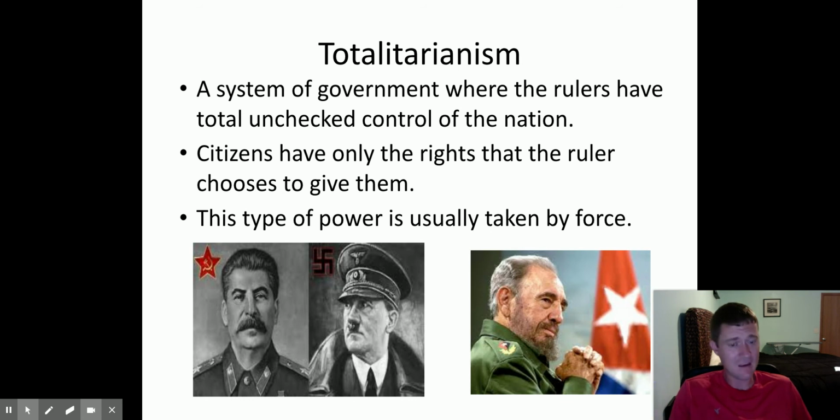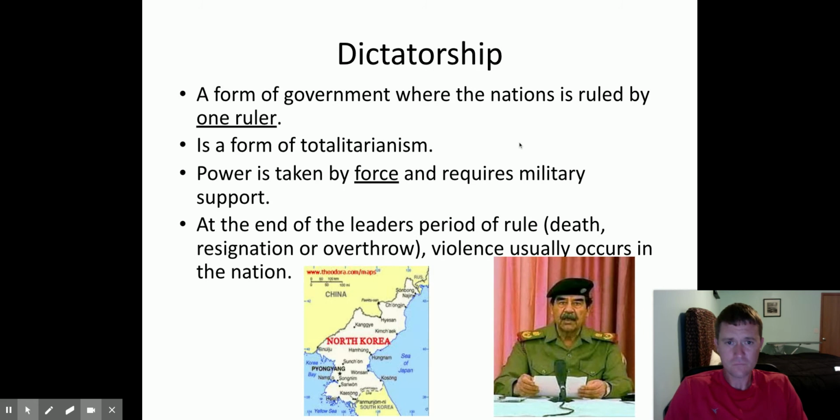And you could see a lot of really bad guys, Stalin and Hitler. These are not people that we like to look at and say we're good leaders. Some of the worst people in world history. But totalitarianism is this absolute power for the government. Now, there's a lot of things that fall under totalitarianism.